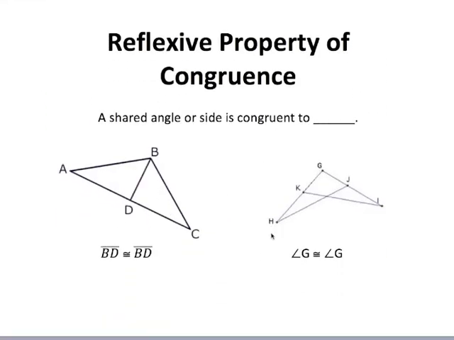The reflexive property of congruence. A shared angle or side is congruent to itself. So this seems very intuitive, and it is. We can see here that BD is congruent to BD. This is an extremely useful property when we're trying to prove triangle congruence. In this example, we can say that angle G is congruent to angle G. Again, you'll see why this is so important as we work more with these theorems.